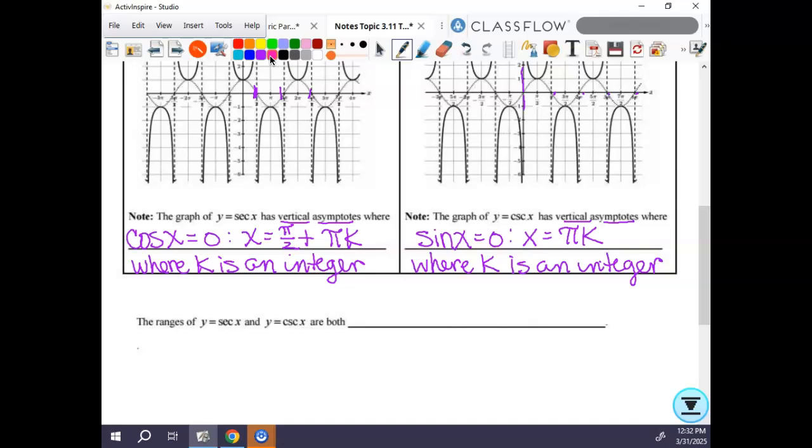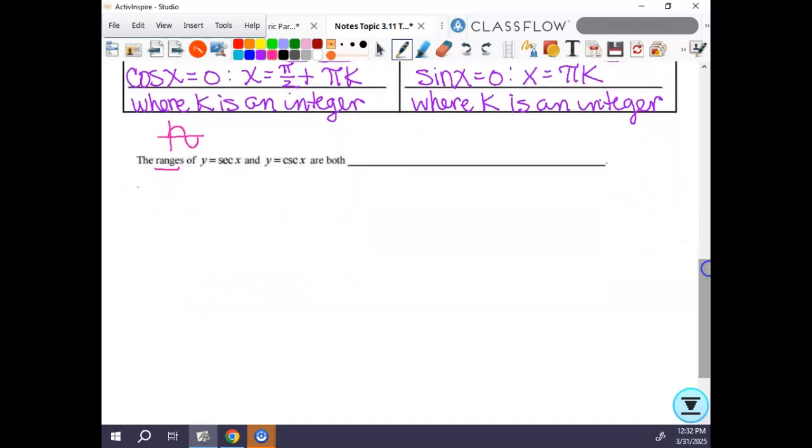What questions you got? Anything at this point? That makes sense? Okay, so then it asks about the ranges. If I think about this through sine: since sine and cosine have the same range, secant and cosecant will have the same range. My range for sine, I'm going from -1 to 1, right? That's my range for sine. But remember, we're turning this inside out.